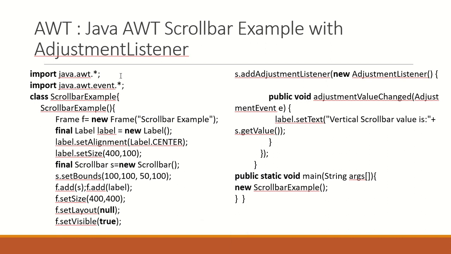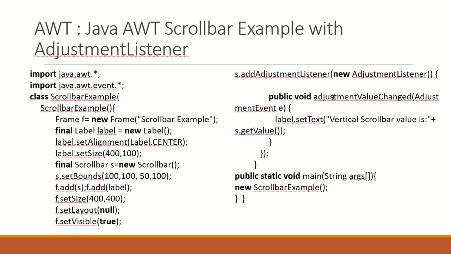Just like in the previous example, you are creating a frame, you are creating a final label, and setting it to align to the center. Then you are creating a scroll bar, which is set to have a boundary, and adding the scroll bar and the label to the frame. Then you are associating an adjustment listener with the scroll bar, so that whenever the scroll bar changes, it will be noted by the adjustment listener, and the listener will perform some action.